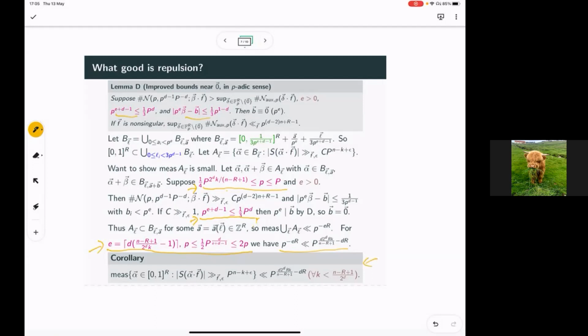Okay, and there's a condition on K here. So that comes from the requirement that E is at least 0. So I said that this size for E pops out naturally, and E is supposed to be a natural number since everything is modulo P to the E, and that turns into this condition on K that appears in the corollary.